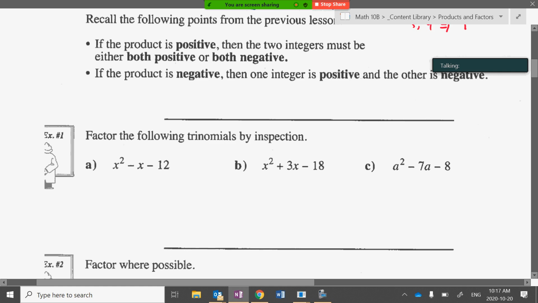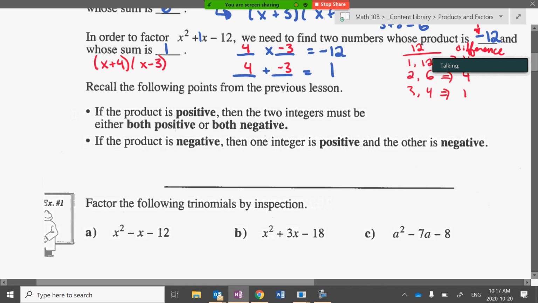Do you need a second? Go ahead. Yes, very much, because if we said negative 4 times a positive 3, it'd be a negative 1. So it very much matters.